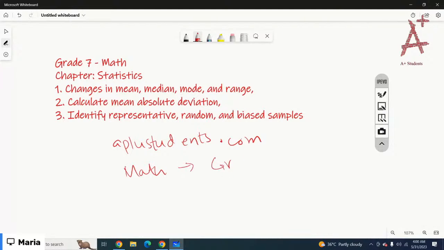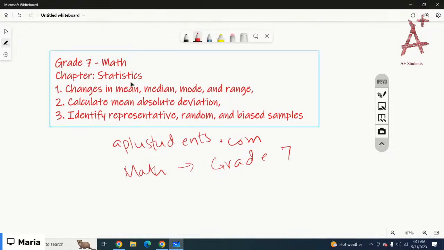Scroll down to grade 7 and then click on view all lessons. There you can find a list of the chapters. We're going to start with the chapter statistics. Lessons we're going to cover are changes in mean, median, mode and range, calculate mean absolute deviation, and identify representative, random, and biased samples. So let's just start with the first lesson.